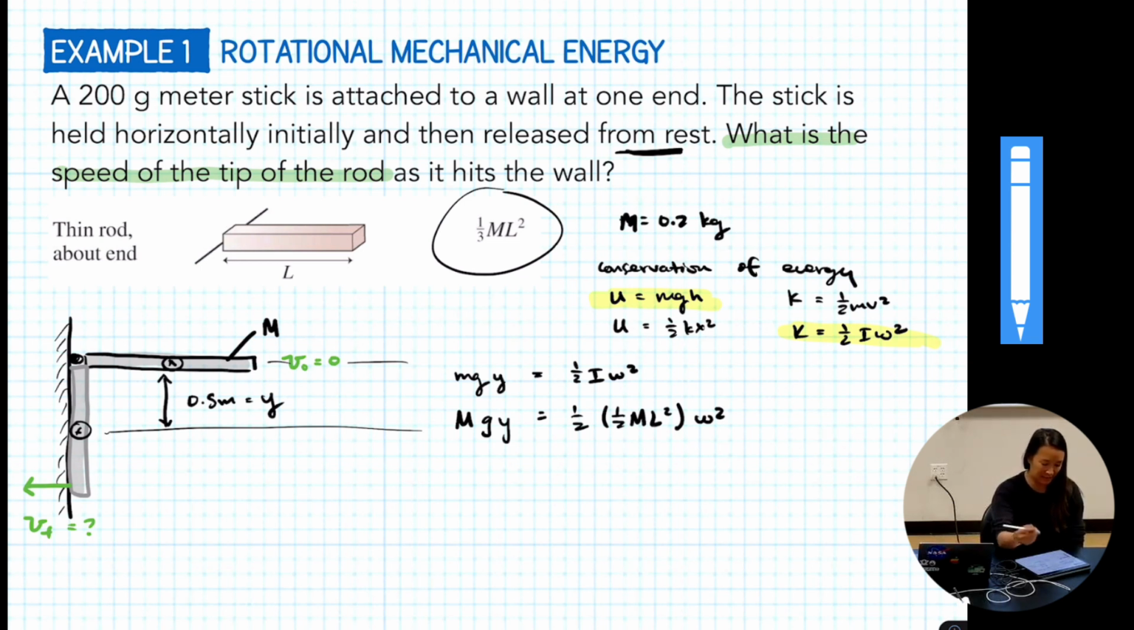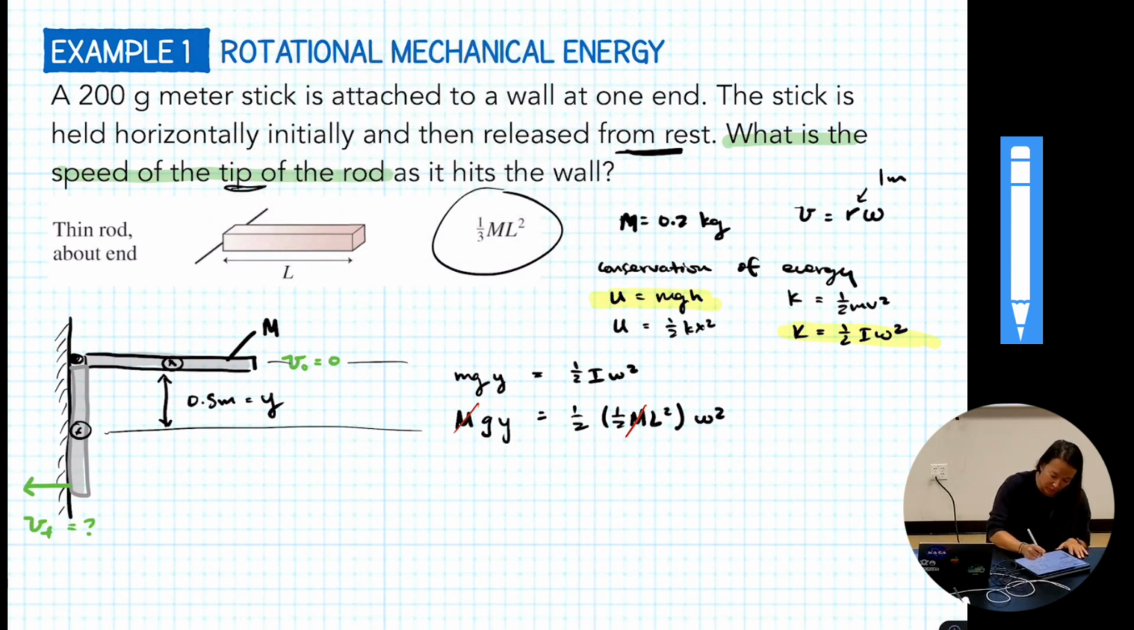V, because V is what we actually care about. But remember, how do we relate back and forth between omega and V? Yeah, V is going to be R omega. And in this case, R, because it's saying the tip of the rod, is going to be 1 meter. So keep track: some of these will be 1/2 meter, some of them will be a whole meter. And we can already look at this equation and cancel our M's.